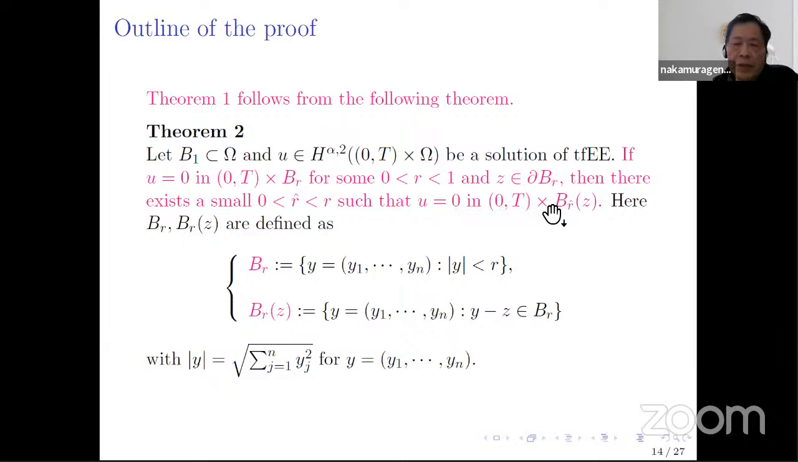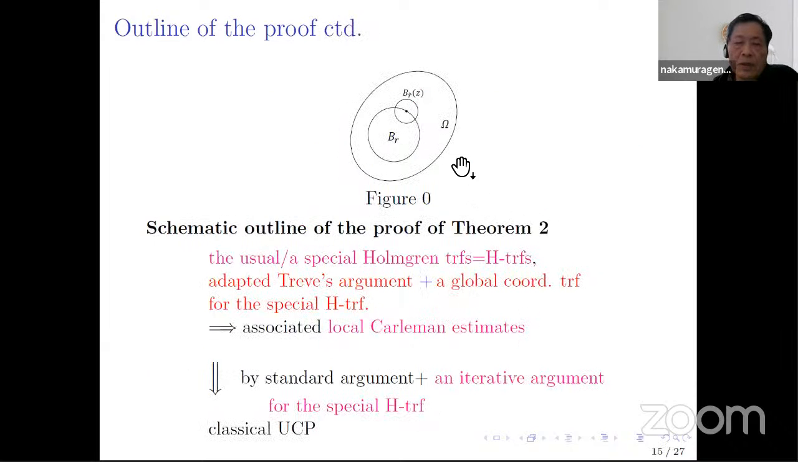Let me give you a picture. So we have a BR, and we take the point Z at the boundary of this BR, and then there is some small ball we can take such that the solution U is also 0 here. Okay, so how to prove this? Let me give a schematic outline of the proof of this theorem two.